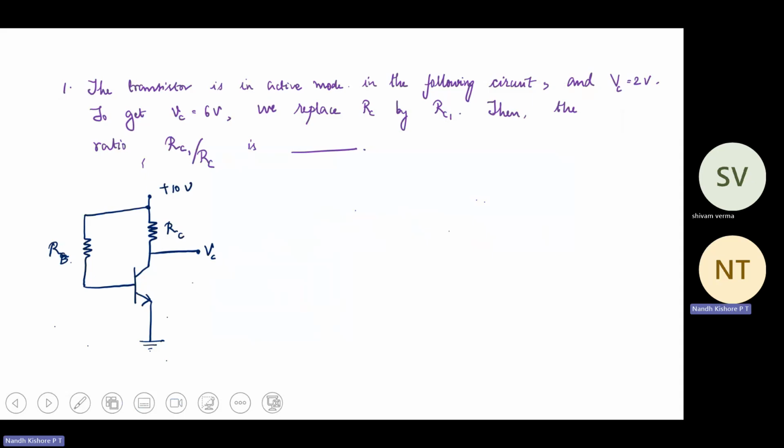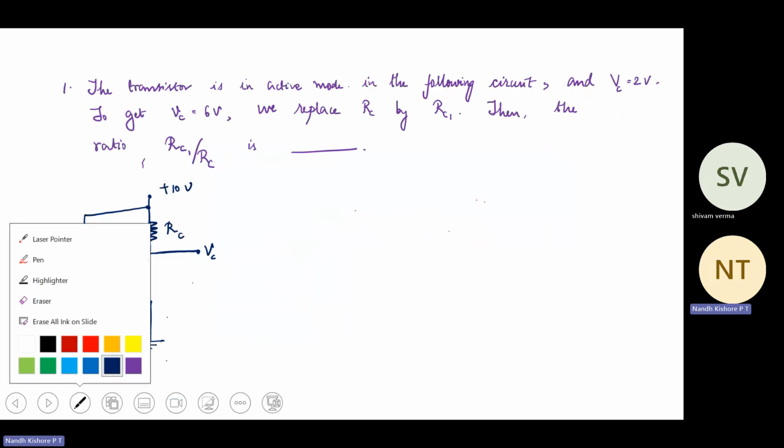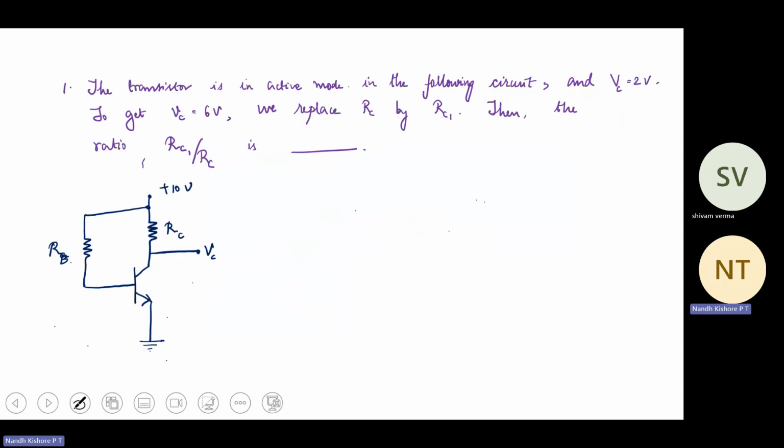Simply by looking at the circuit, all questions on BJTs are mostly based on KCL and KVL. If you know KCL, KVL, you can easily go ahead and solve the problem. So over here, just write down what is VC. VC would be basically 10 volts minus ICRC, correct? If this is your IC current. So VC is equal to 10 minus ICRC.